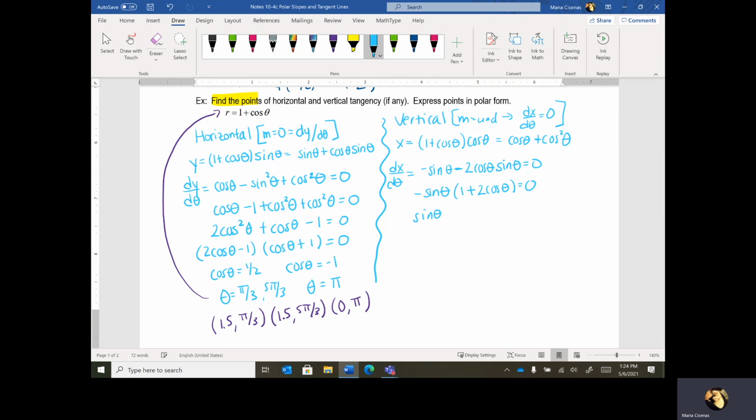So I'm looking to see where sine theta is equal to 0 and where cosine is equal to -1/2. Well, sine is 0 at 0 and pi. Cosine equal to -1/2, just our other pi over 3 answers, right? The 2 pi over 3 and the 4 pi over 3.